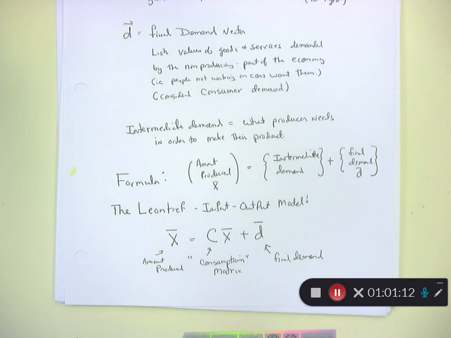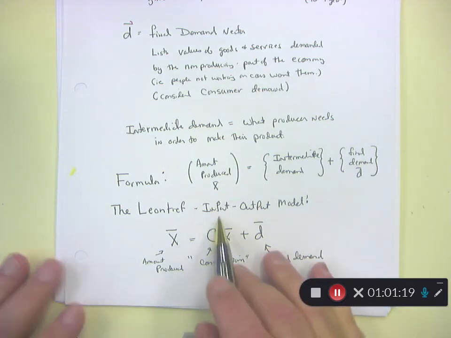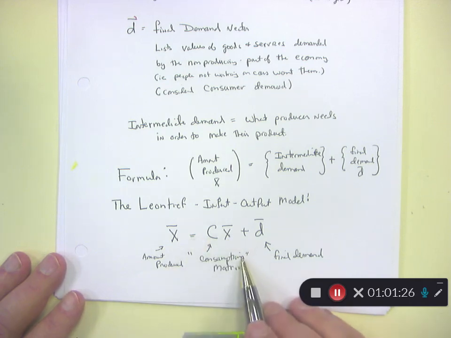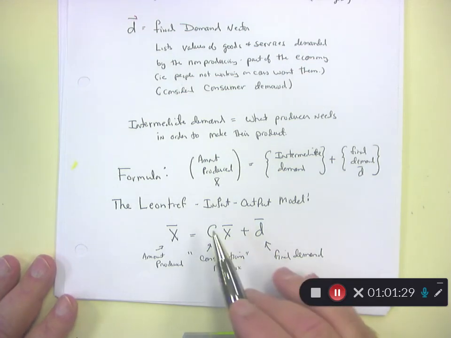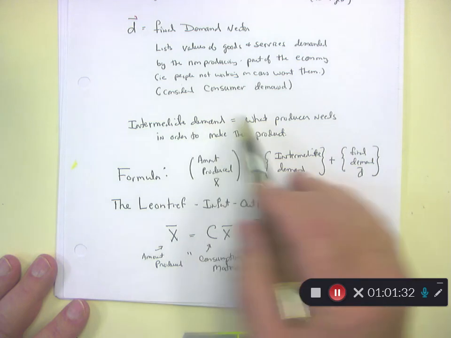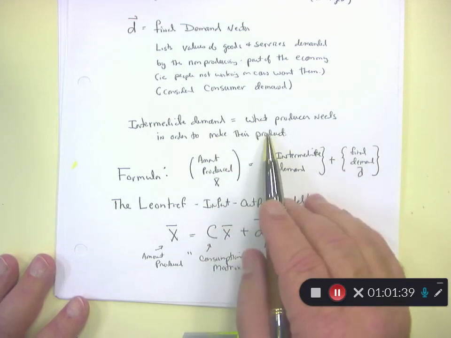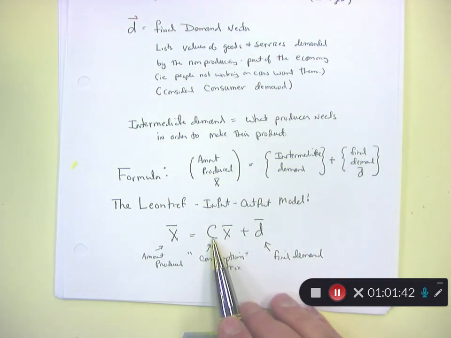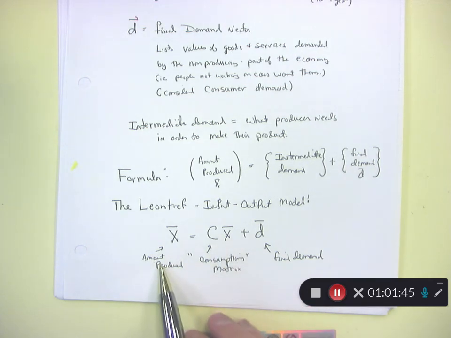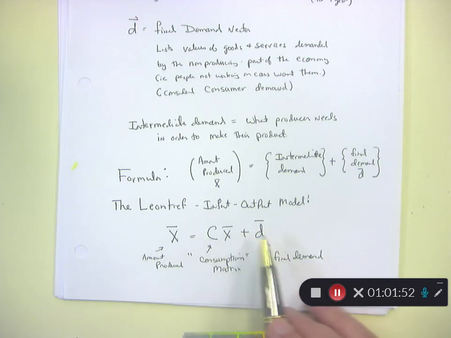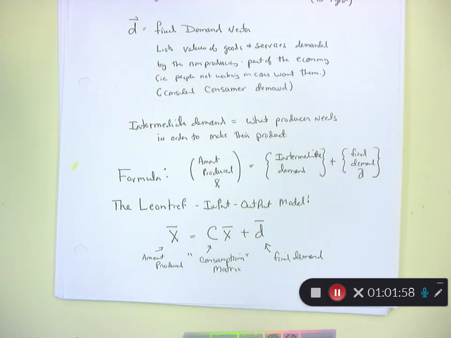So for your Leontief problem, this is what you need. The Leontief input-output model is this: X, which is the amount produced, is equal to C times X plus D. C is the consumption matrix. Now look at this consumption matrix. Remember, this is part of that intermediate demand, which is what the producer needs in order to make the product. So we have this consumption, what stuff we're actually using, times the amount that we need to produce, plus that final demand, which is set in the economics of the industry or whatever I'm trying to produce.